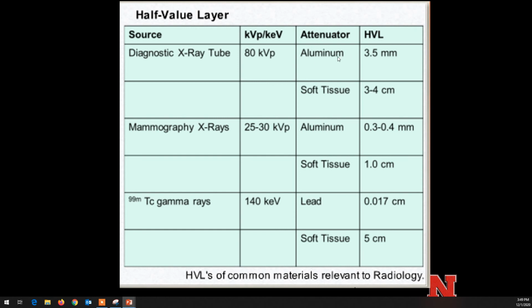So, you're limited on how much aluminum you can use for filtration, because if you use 10 half value layers, you're going to cut it in half and half and half and half, and you're not going to have any beam left. In soft tissue, it's about 3 to 4 centimeters, like we said before.